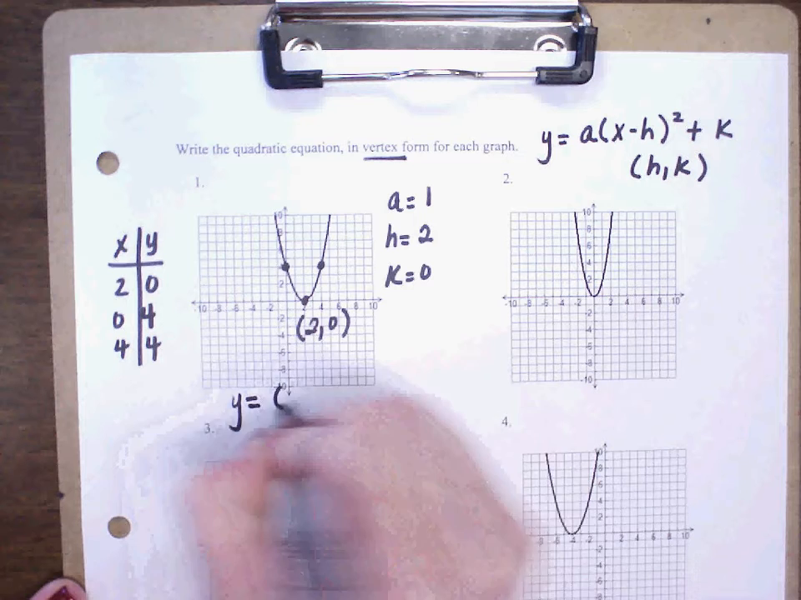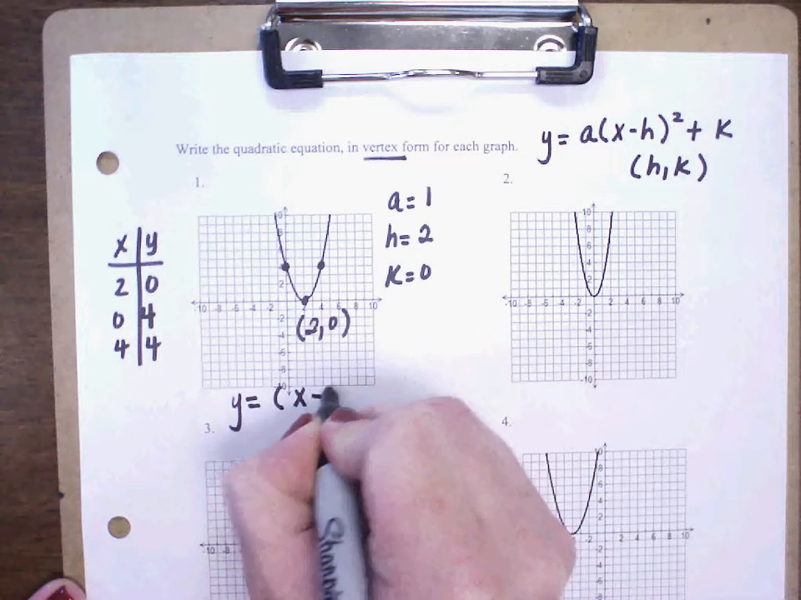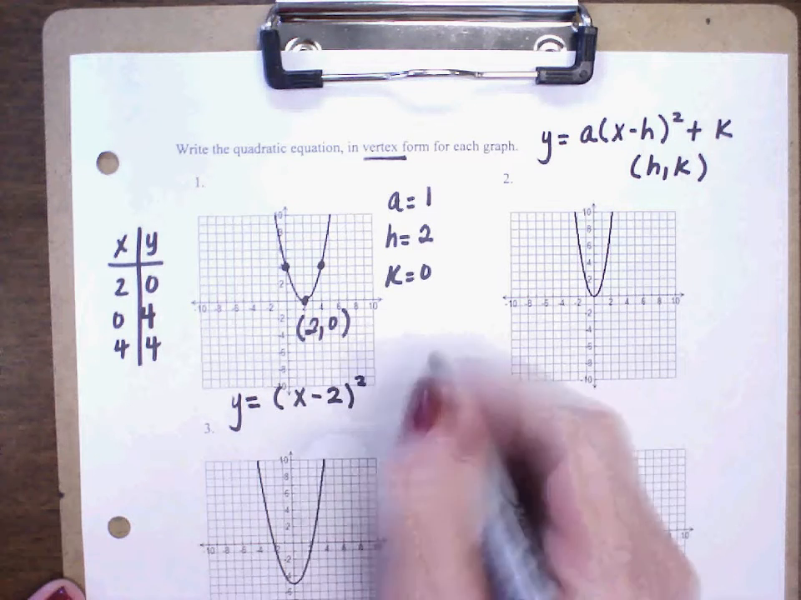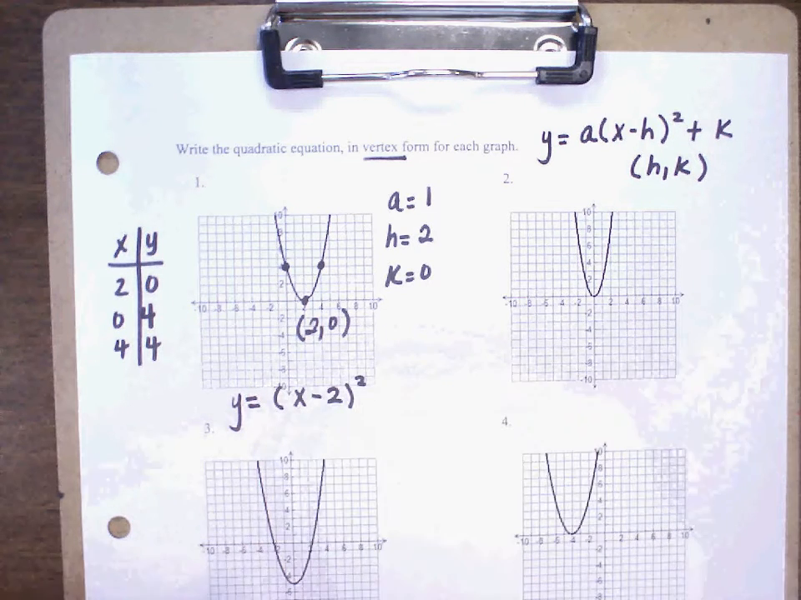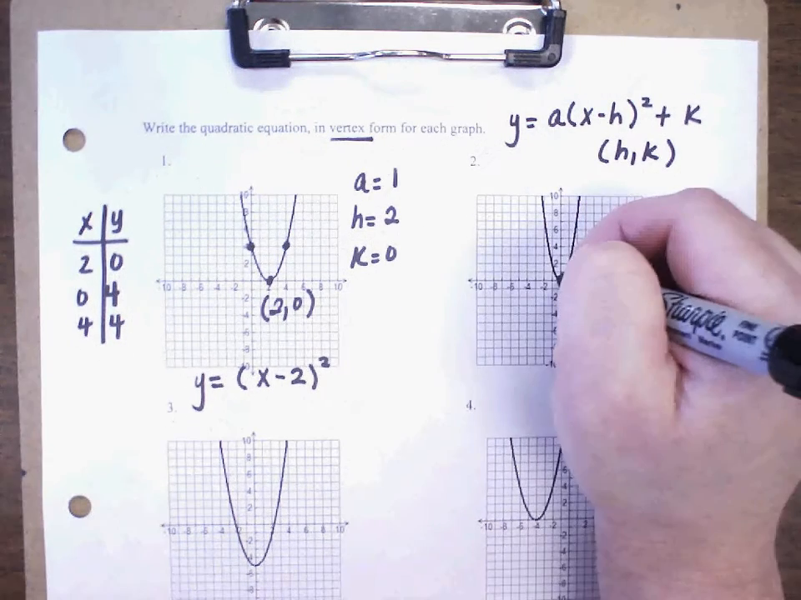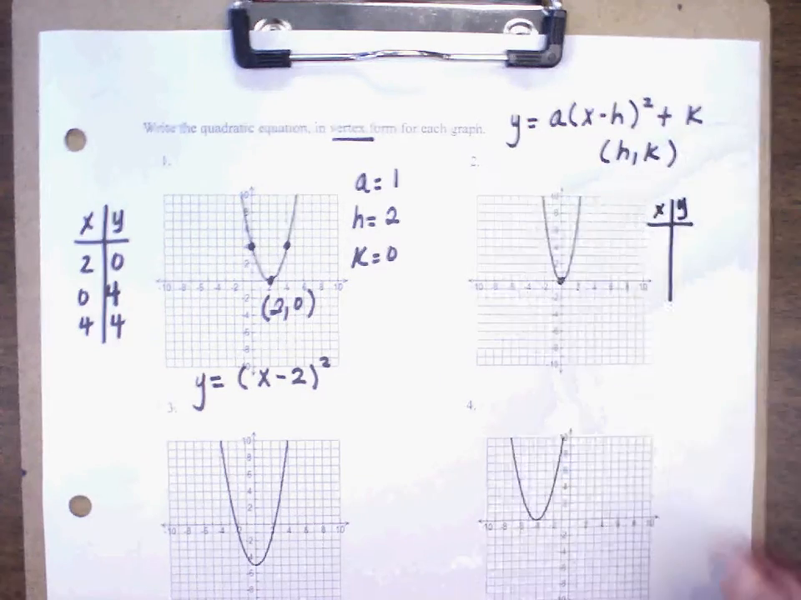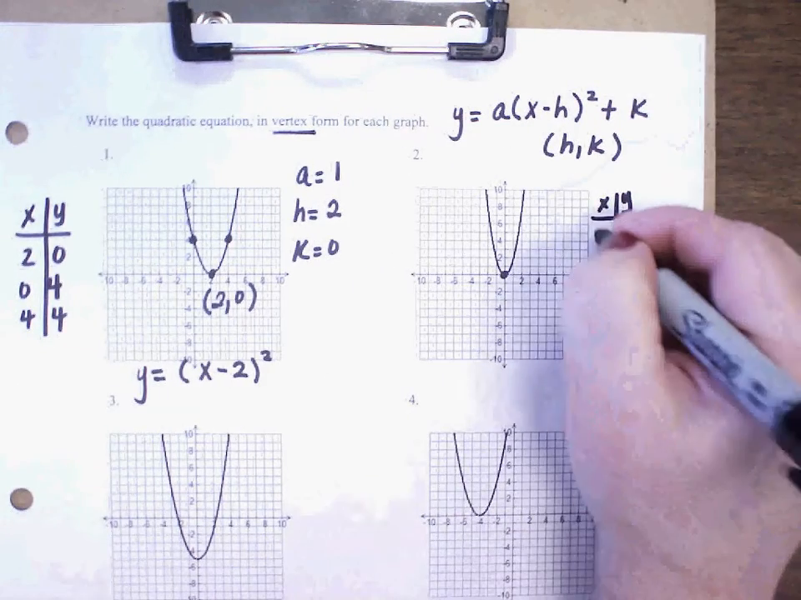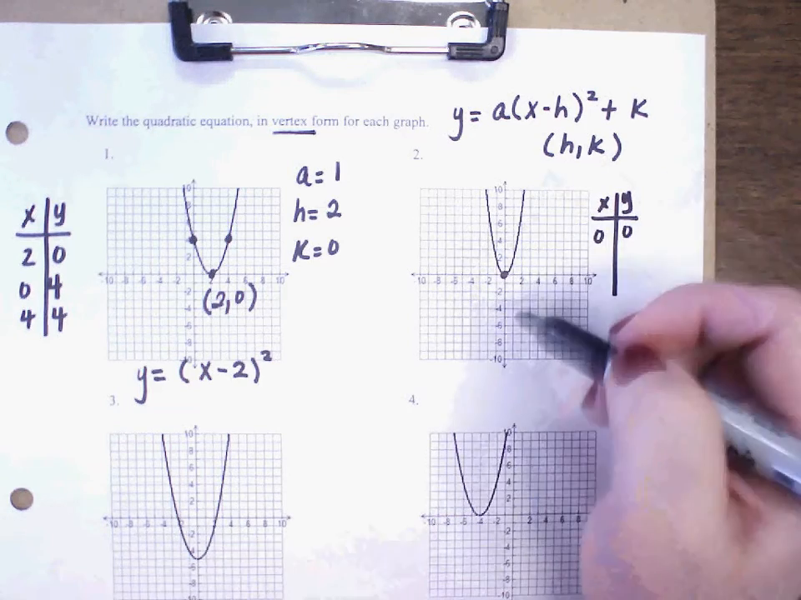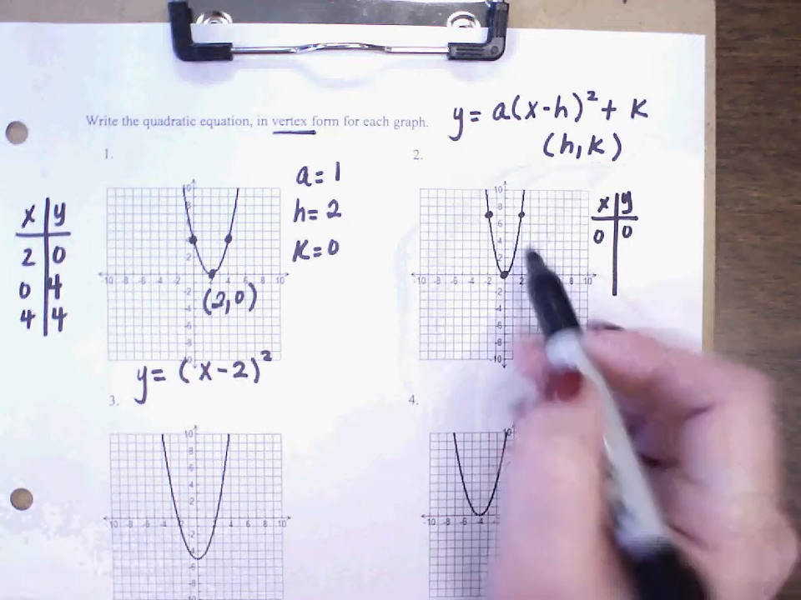I'm going to go all the way down. And all I need is my A. What's my A? 1. So let's go ahead and plug it in. So what's the function? Y equals, well, I don't have to write down the 1, do I? X minus 2 squared. Do I really need to say plus 0? No, I don't. I'm done. That's it. Yeah, it's extremely hard. All right, so let's go to the next one. Let's get the vertex.